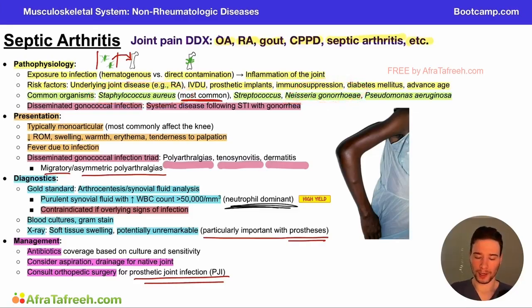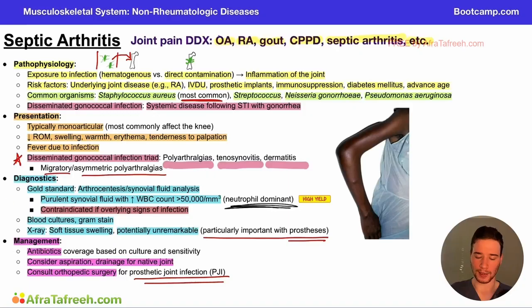When we think about a presentation, we want to think about it typically being monoarticular. We want to think about classic infectious etiology signs: swelling, warmth, erythema, decreased range of motion because of the pain in the joint, as well as a fever due to an infection. Special unique type here, disseminated gonococcal infection, typically more likely to be seen in a younger individual, specifically a sexually active individual who potentially has a gonorrhea STI. They can present with a classic triad of polyarthralgias, tenosynovitis, and dermatitis.